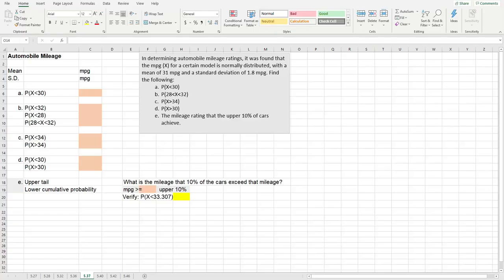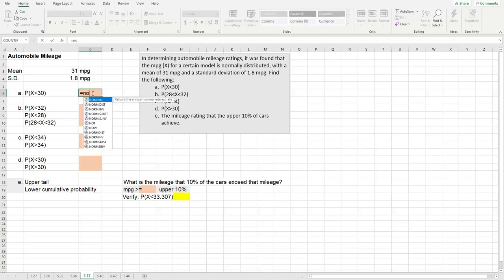Our first question is, in determining automobile mileage ratings, it was found the MPG of a certain model is normally distributed, with a mean of 31 MPG and a standard deviation of 1.8. Find the following. Our mean here is 31 and our standard deviation is 1.8. So the first question asks us to find the probability of getting a mileage rating less than 30.